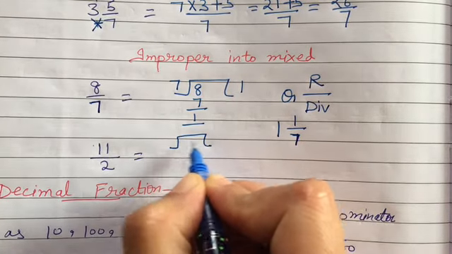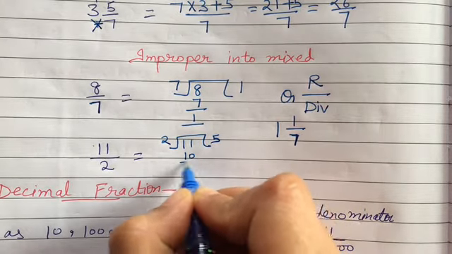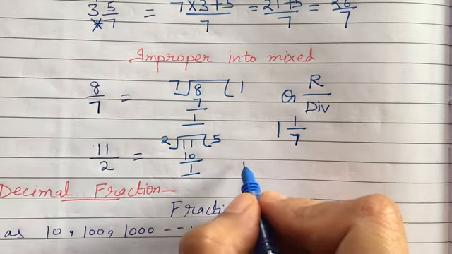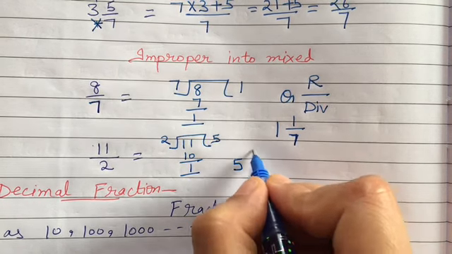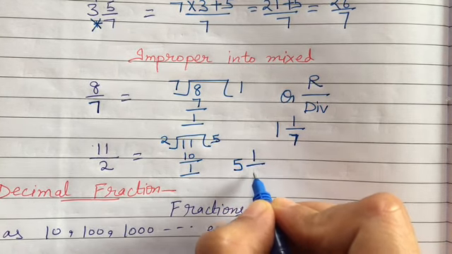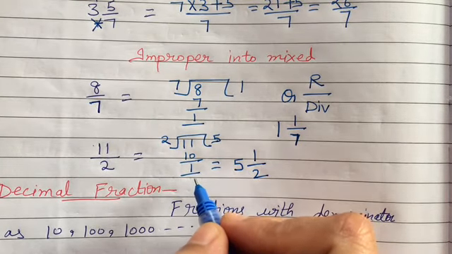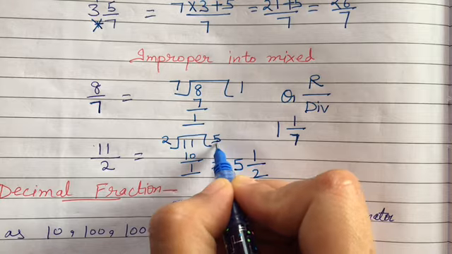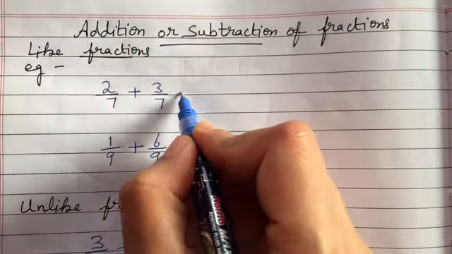Let's take another example. 11 by 2. So 2 5 ja 10, 1. So it is quotient, ठीक है. Then remainder upon divisor. So this is, we are going clockwise. सबसे पहले 5, then 1.